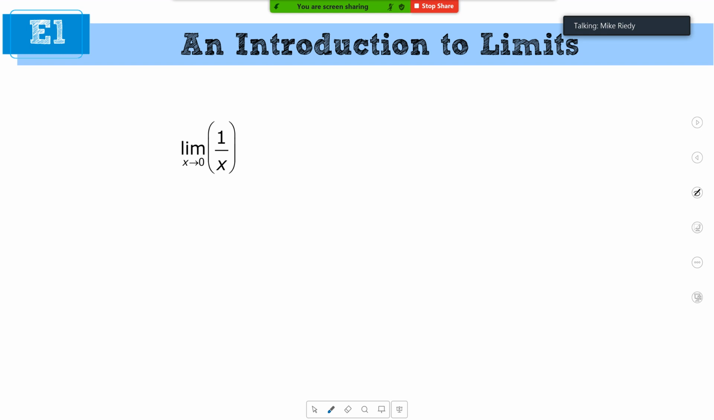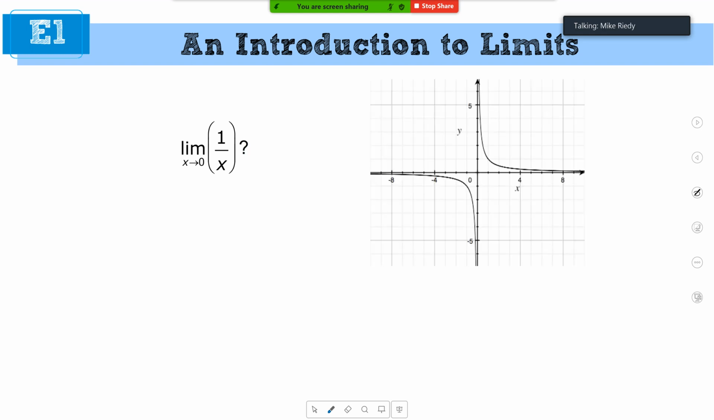Zero. Perfect. Okay? So it should look like this. And I'm sure that you knew that, or if you didn't know it, you felt kind of silly when you graphed it, and you're like, oh, yeah, I know that. So we're okay so far.